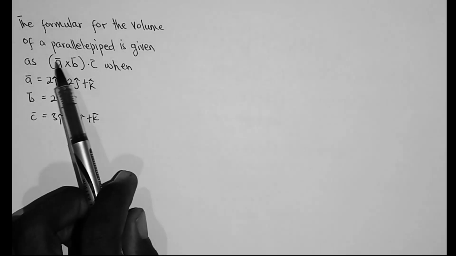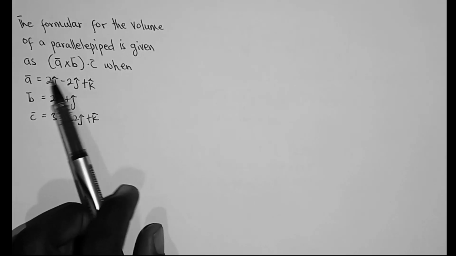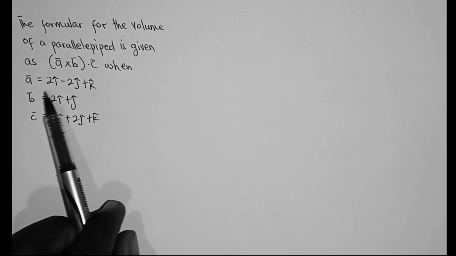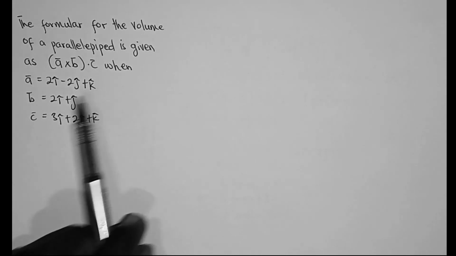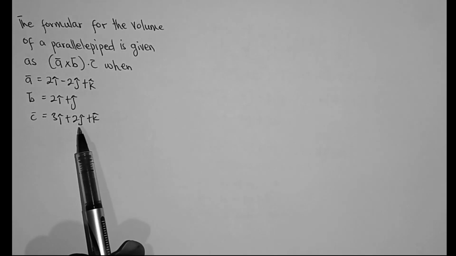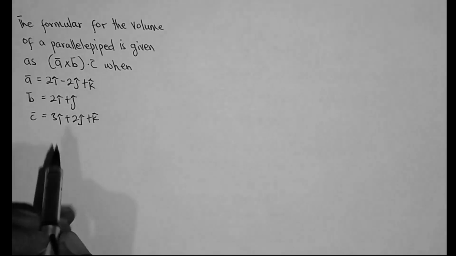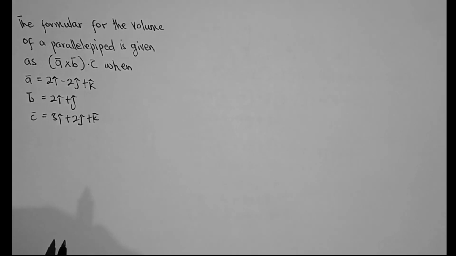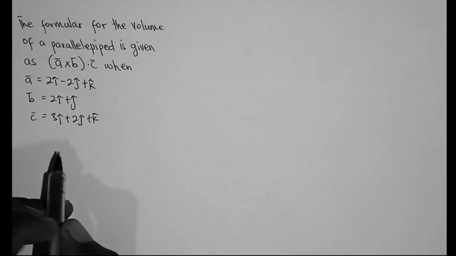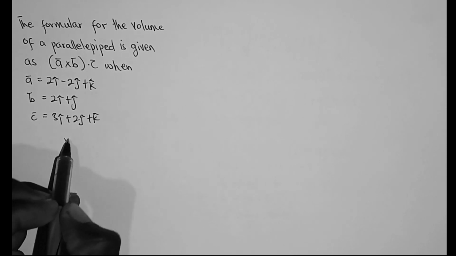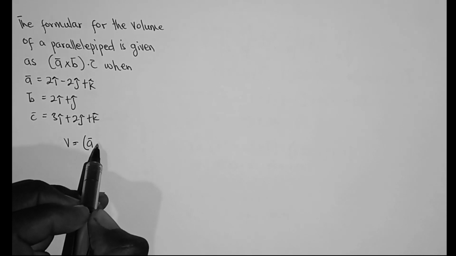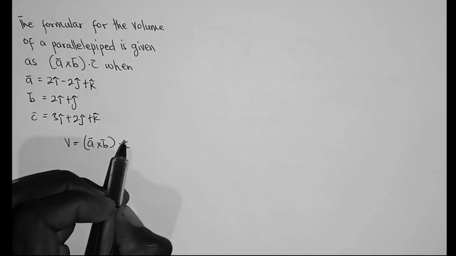The formula for the volume of a parallelepiped is given as A cross B dot C, when vector A is equal to 2i minus 2j plus k, vector B equals 2i plus j, and vector C equals 3i plus 2j plus k. So the question is requiring us to find the volume, and they've given us the formula for the volume as A cross B dot C.